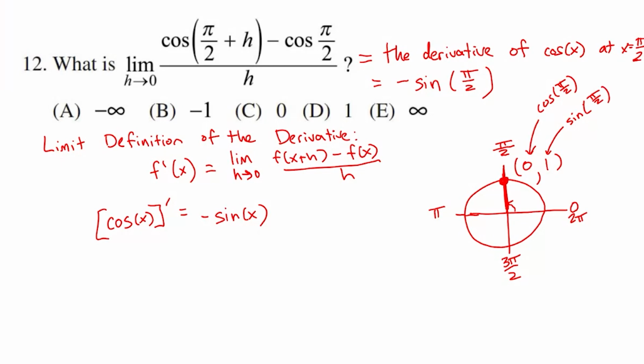So sine of pi over 2 is 1, and since it's negative sine of pi over 2, this equals negative 1. Our answer is B.